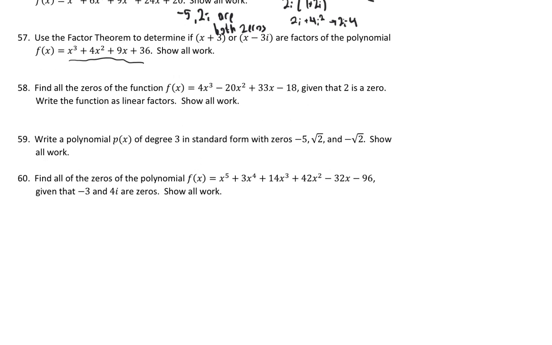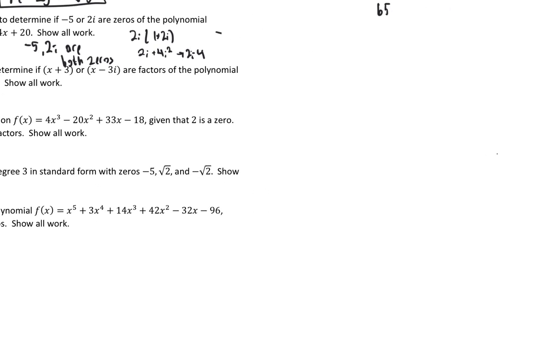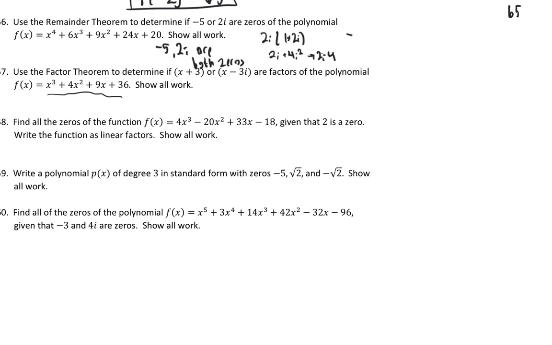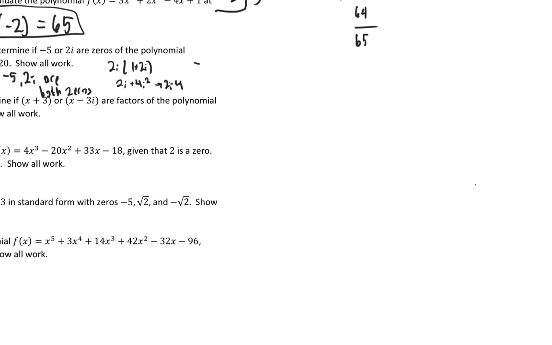I'm going to move on to 58 and work in this space over here to my right. So we want to find all the zeros of the function 4x cubed minus 20x squared plus 33x minus 18, given that 2 is a 0. So what we're going to do is long division.